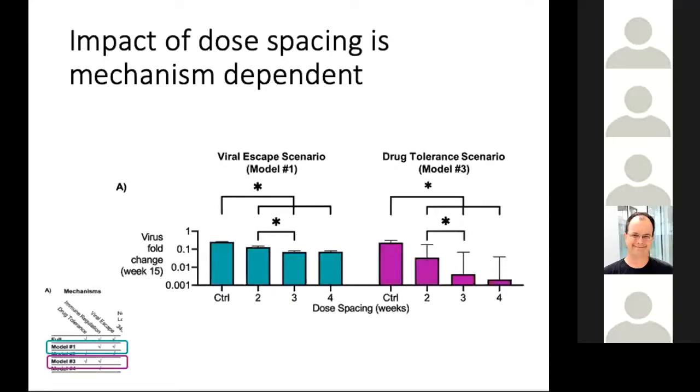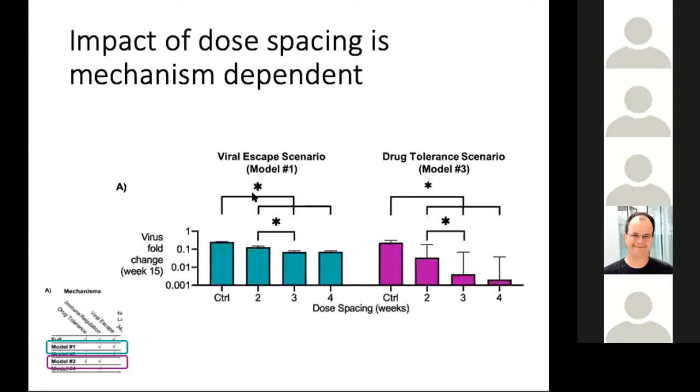But if we look at model 3, we see that there's a possibility for a much stronger reduction in viral load. And so what this suggests is that depending on what the underlying mechanism is, whether it's viral escape or drug tolerance or some combination of the two, that driving mechanism is going to determine the impact of dose spacing.